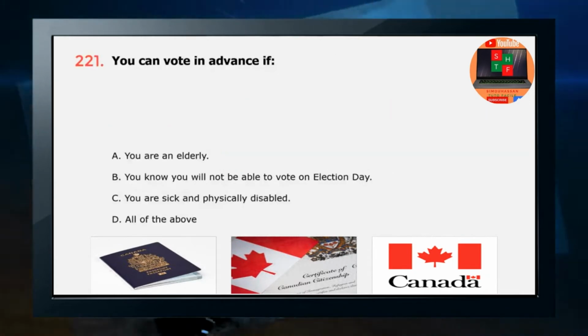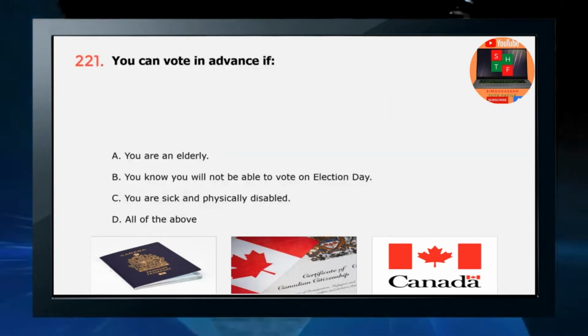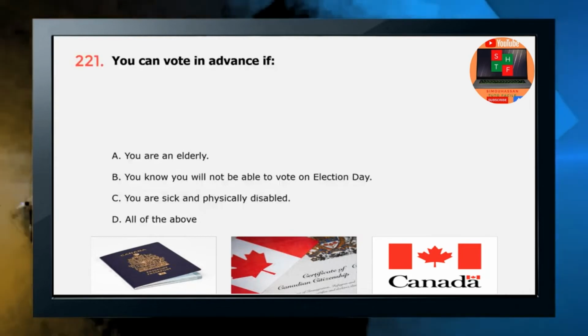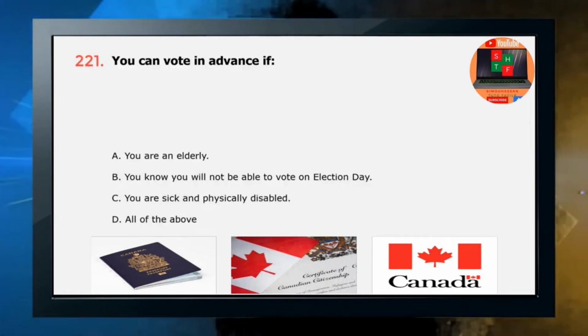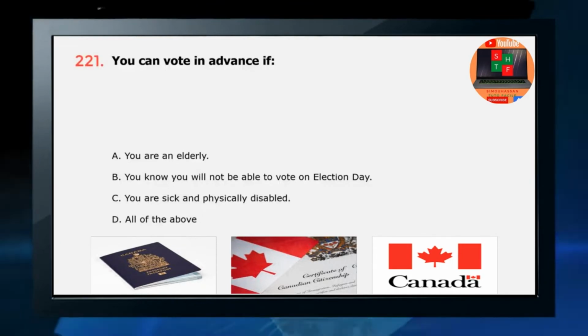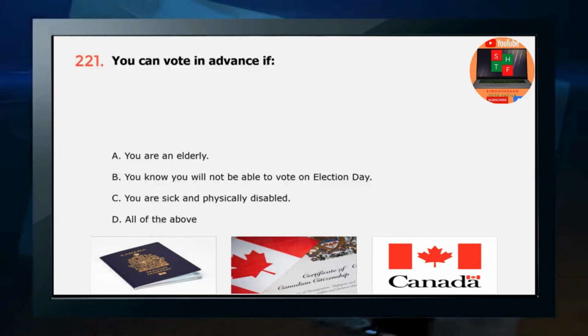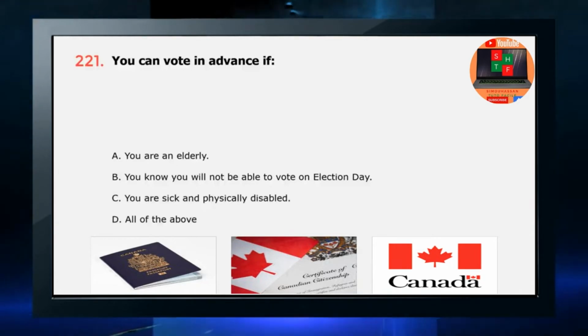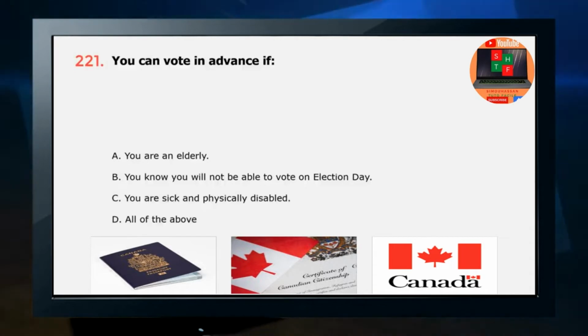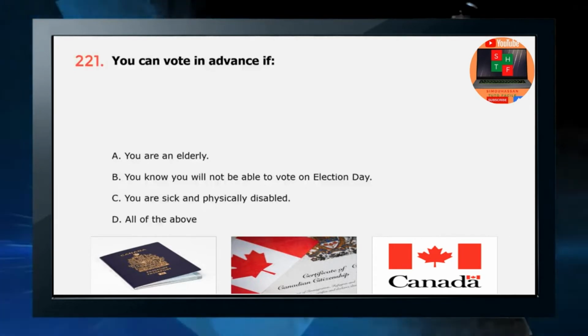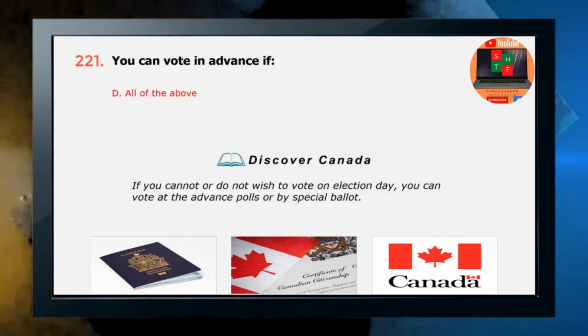Question 221. You can vote in advance if: A. You are elderly. B. You know you will not be able to vote on election day. C. Sick and physically disabled. D. All of the above. The answer is D. All of the above.